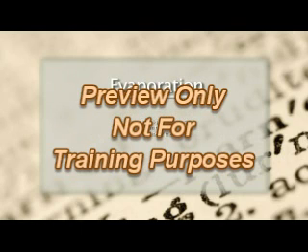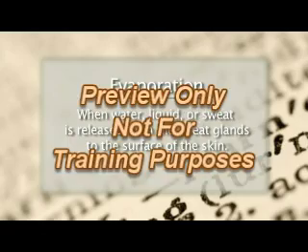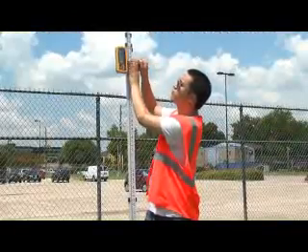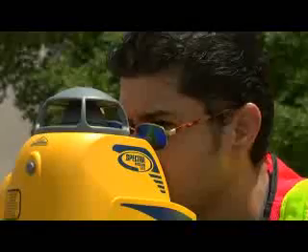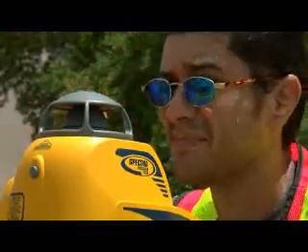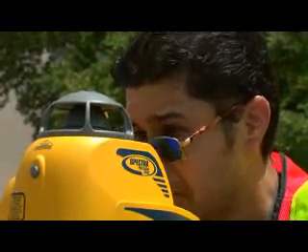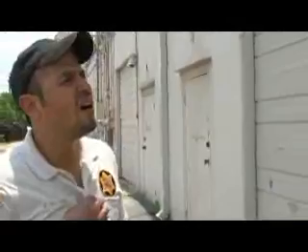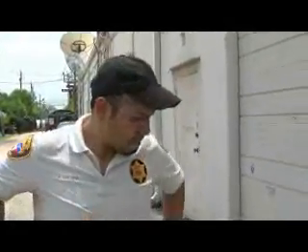Evaporation is when water, liquid, or sweat is released from the sweat glands to the surface of the skin. Heat from the body changes the sweat into water vapor, which then evaporates in the warm, dry air. This process is also known as a phase change, and it has a tremendous cooling effect on the body's temperature. Evaporation usually begins when the air temperature is greater than 80 degrees Fahrenheit. Not all sweat has time to evaporate, though, and much of it tends to run off the body, which does not evaporate, thus not cooling.